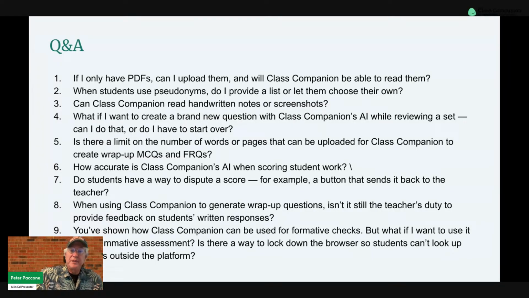Do I use it for formative checks, formative wrap-ups, or for summative? I'm a big fan of formative. I find students really get into it, that I don't necessarily need to hold the grade over their head when we're talking MCQs and SAQs to get them to take the learning seriously.